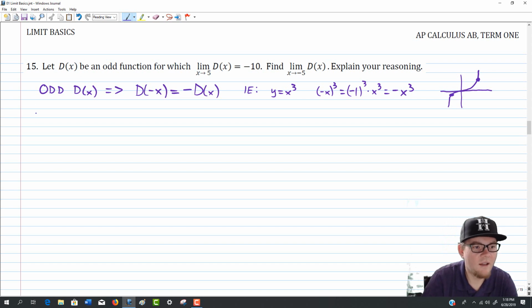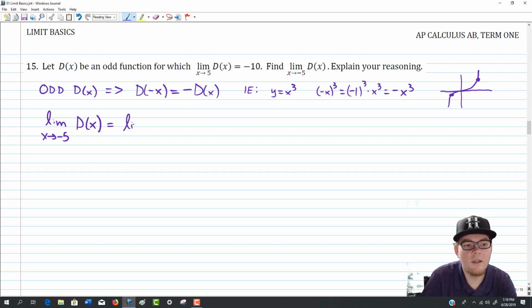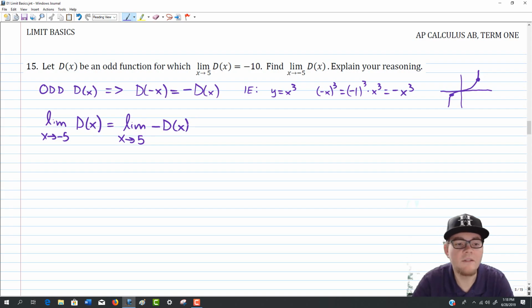So with that said, what does that tell us? Well, let's think about this. If we want to know the limit as x goes to negative 5 of d of x, that's going to be equal to the limit as x goes to 5 of negative d of x, because we're looking at the negative value over there. With that in mind, we had negative 10 before, so we're now going to have negative times negative 10, which is equal to 10. So there it is.